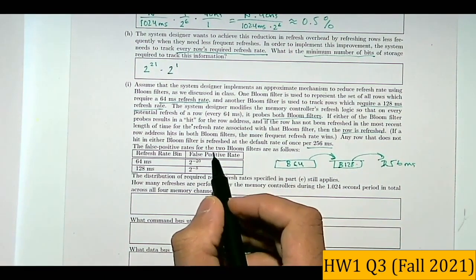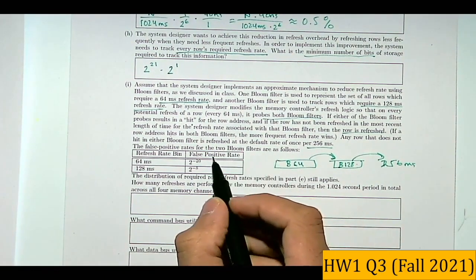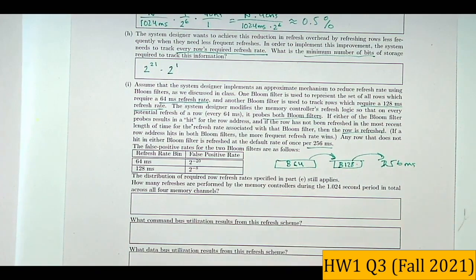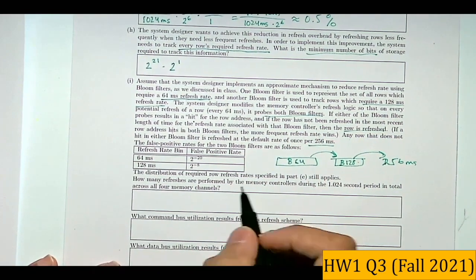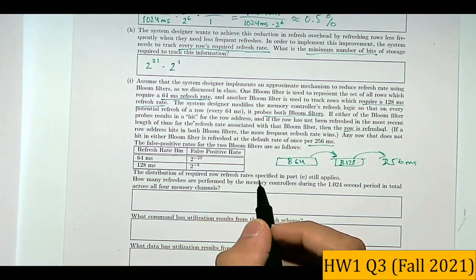Here we're provided with the false positive rates for the two Bloom filters. The false positive rate is essentially, if we query the Bloom filter with a particular address, the probability that it will tell us it's in that bin even though it's not. And we're saying that the distribution of row refreshes specified in part E still applies.